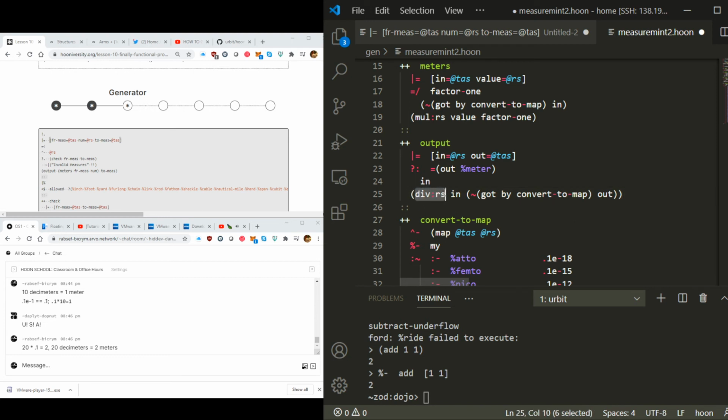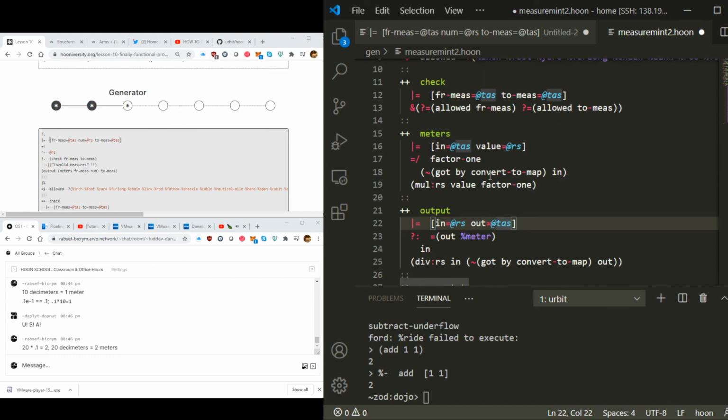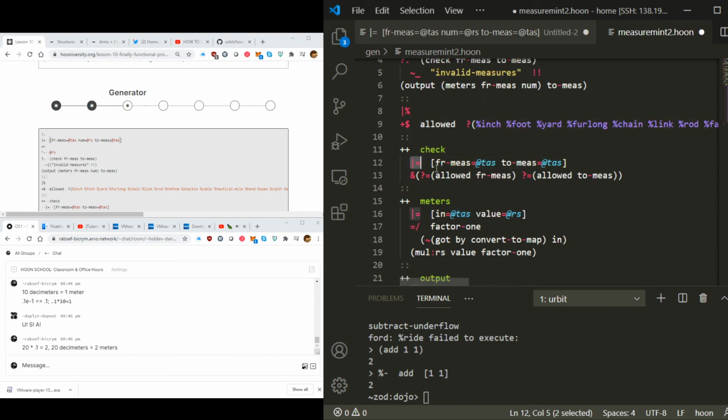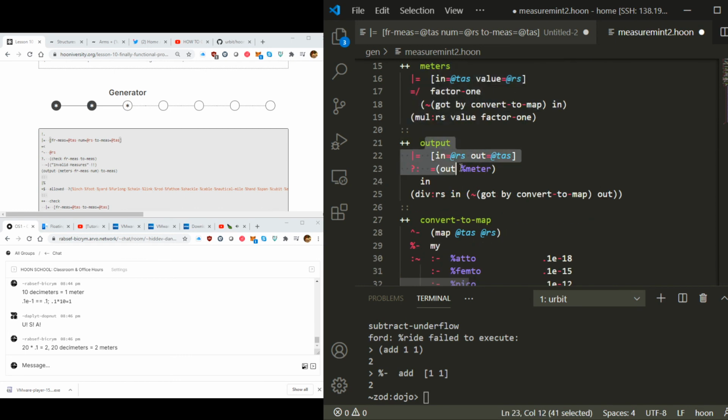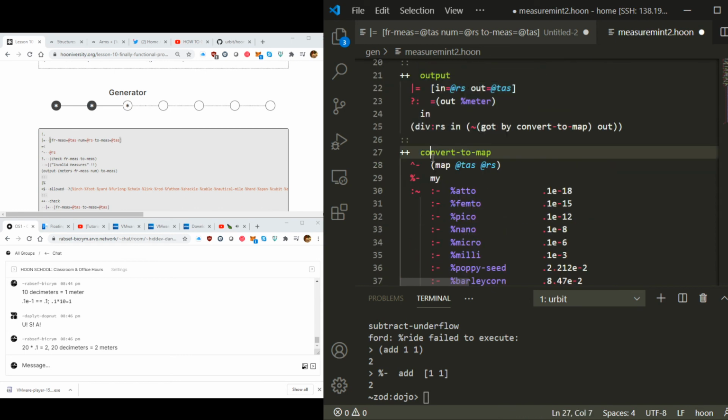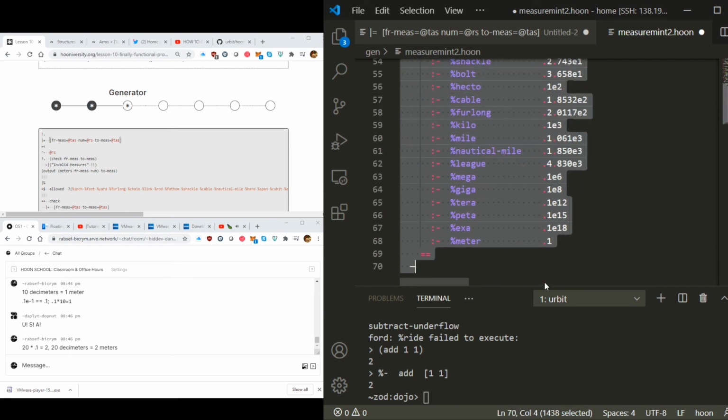Otherwise, we will divide our incoming value by the conversion factor to the outgoing measurement. So if we had 1 meter coming in here, and our outgoing measurement is decimeters, we will divide 1 by 0.1, which will result in 10, right? And that gives us how many decimeters are in a meter. Okay, so that's the arms. We have a type, we have a checker of types, we have a convert to meters, we have a convert from meters into something else, and lastly, we have the conversion factors of meters to all of these other dumb measurements.